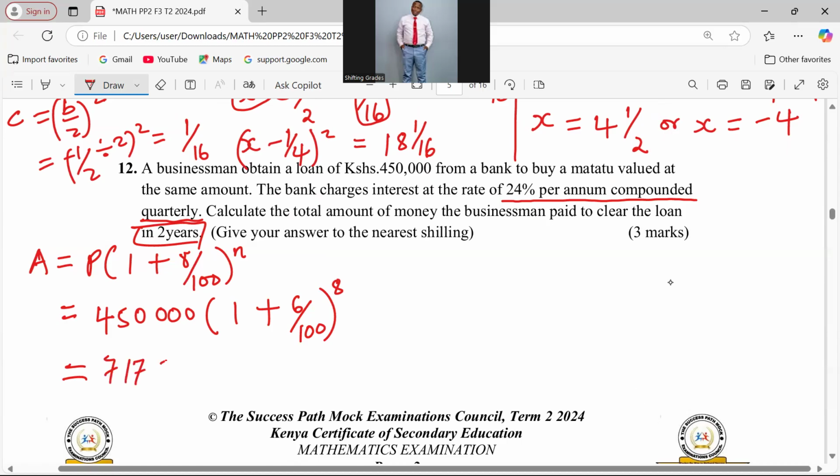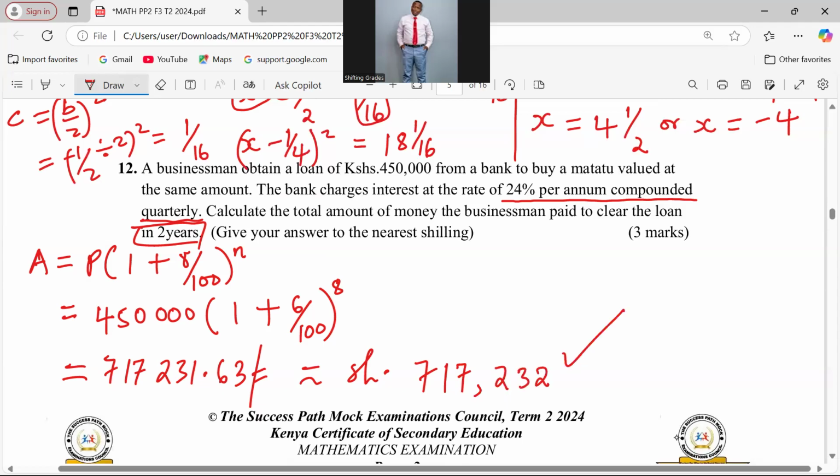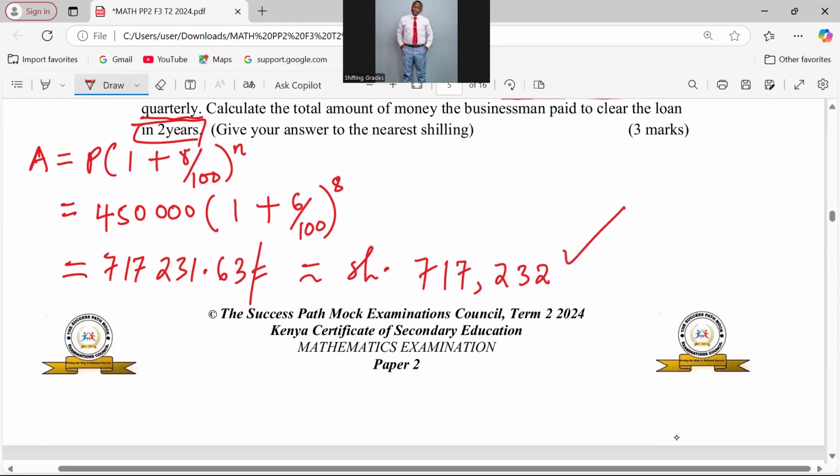717,231.63 Kenya shillings. But remember, we've been advised to give it to the nearest Kenya shilling. So 717,232 Kenya shillings. So that is how we are supposed to work it out.